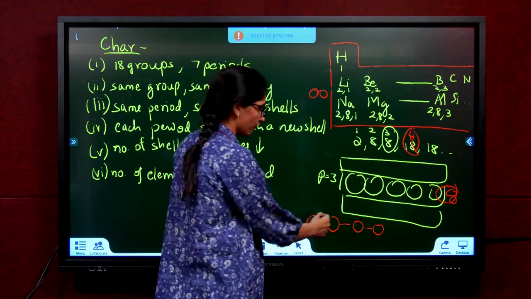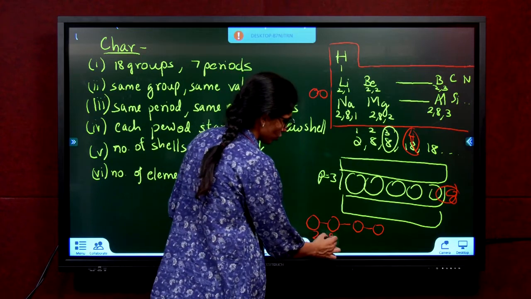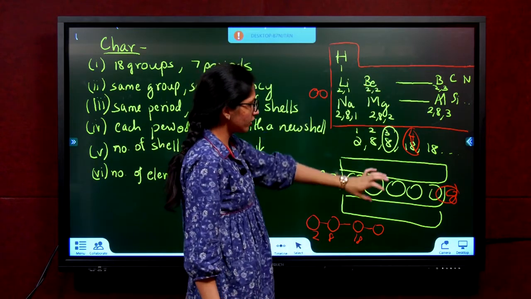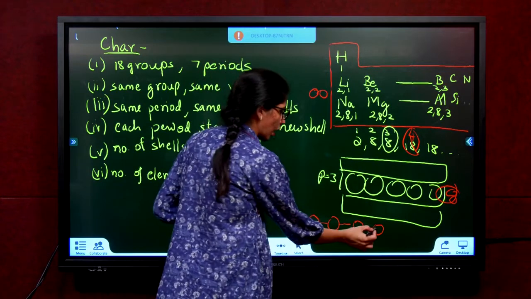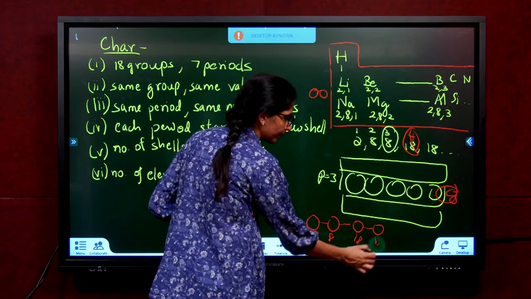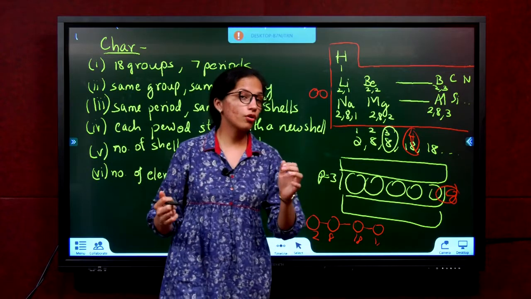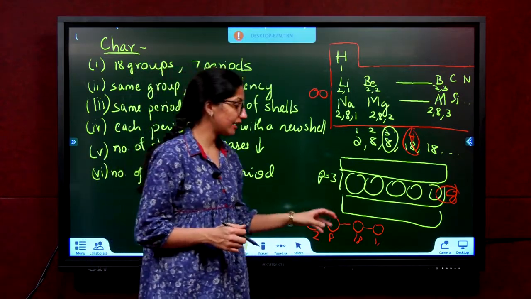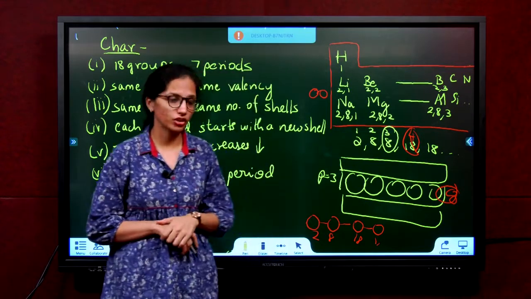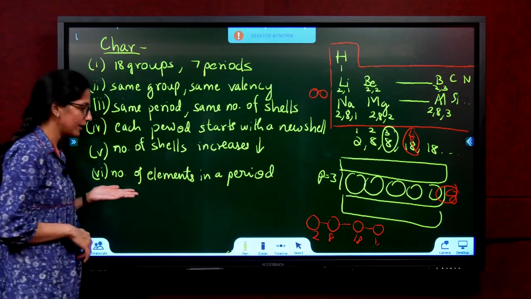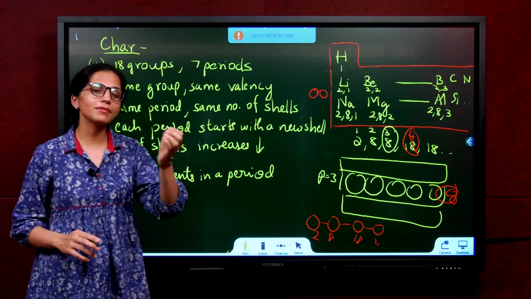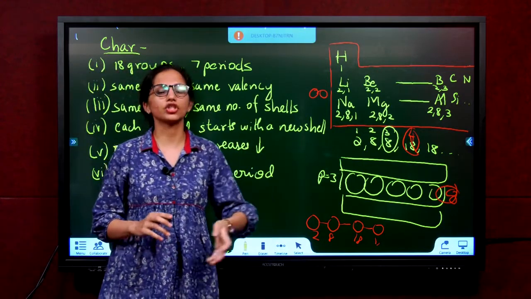First shell, 4 circles to fill. 2, 8, 18 are already filled because it all belongs to the third shell. When you go to the fourth shell, how many can fit here? It will start with 1, 2, 3, 4, 6, 7, 8 and go up to 18. So there are 18 such combinations. So what's the last point? The number of elements in a period is equal to the maximum number of electrons in the valence shell.